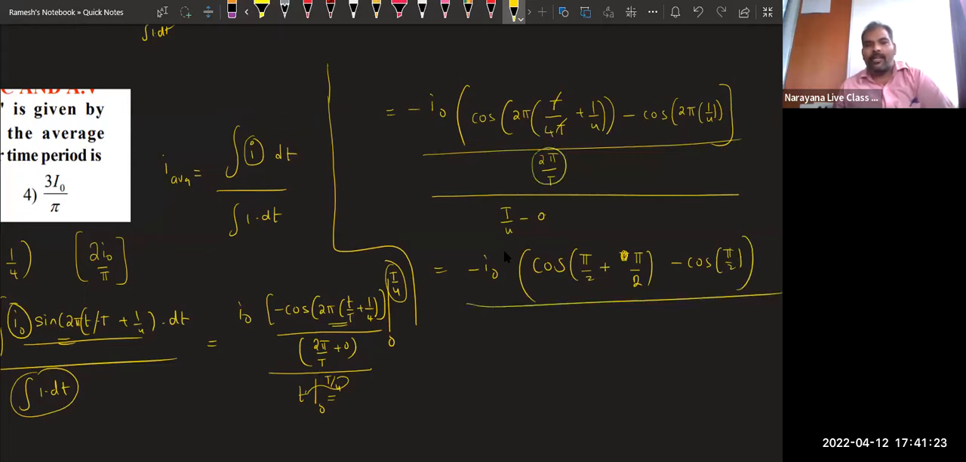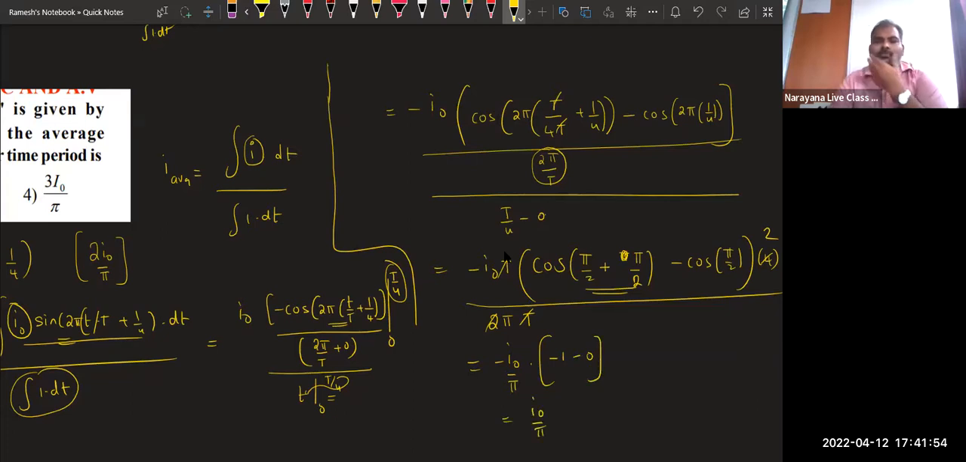This 2 pi by t na, t will go this side upside and divide by how much? 2 pi, and into t will come this side and 4 will go upside. Tt cancels out, so 2 ones are 2, 2s are, so what do you get? Minus I naught by pi, and cosine 180 value how much? Minus 1. Minus 1 and minus 0. So I naught by pi.